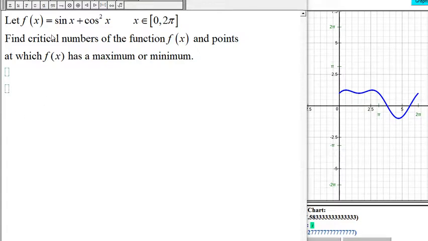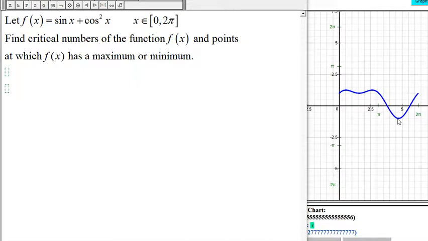Here we have the function f of x equal to sine x plus cosine squared of x, and x is restricted to be between 0 and 2 pi, and we want to find the critical numbers and then maximum and minimum points. And so this is what the graph looks like.